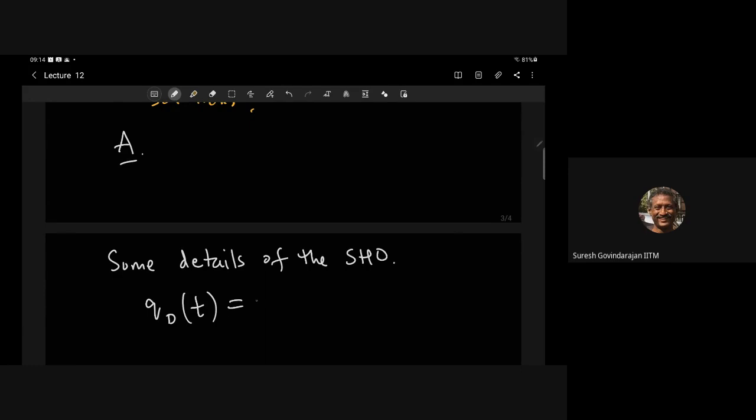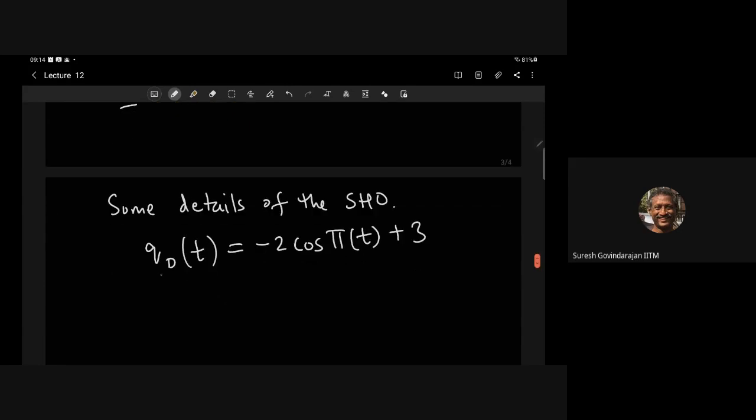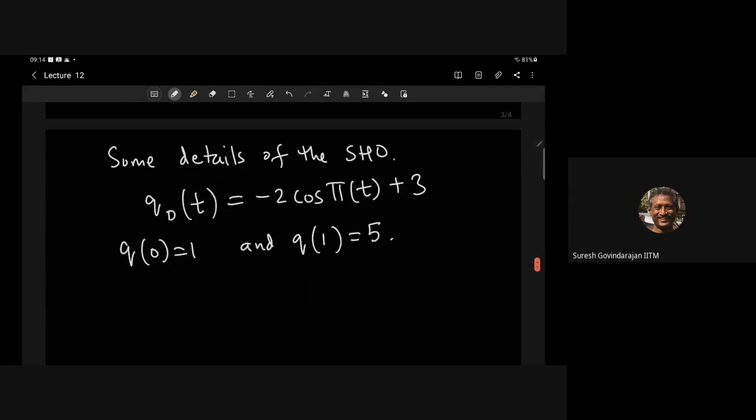Okay. So this is what we did. Plus 3 was the solution, right? q_d was that, and we were given that q at 0 was 1, and q at 1 was 5, right? Okay, so somebody said that to this, let's consider q tilde of t, which is q_d of t plus A sine pi t.